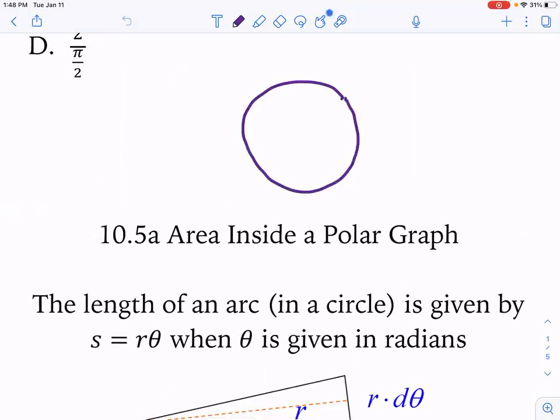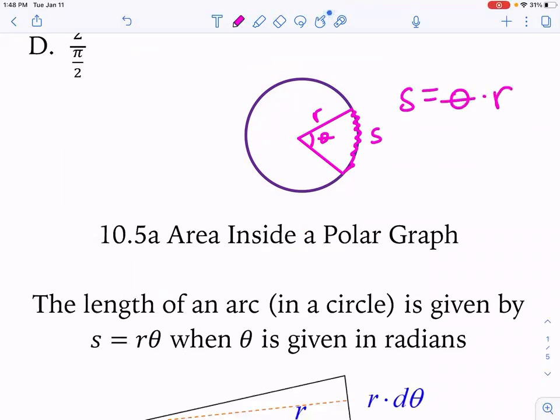So if we have a circle and I cut a slice of pizza, if this is theta, this right here is S. So our arc length is R times theta. That's something that we talked about in Algebra 2 and pre-calculus, okay?